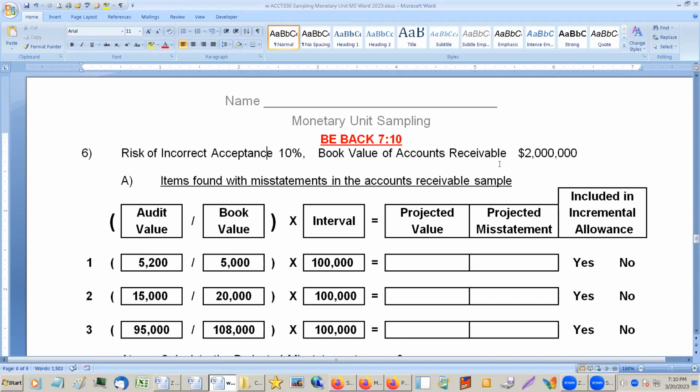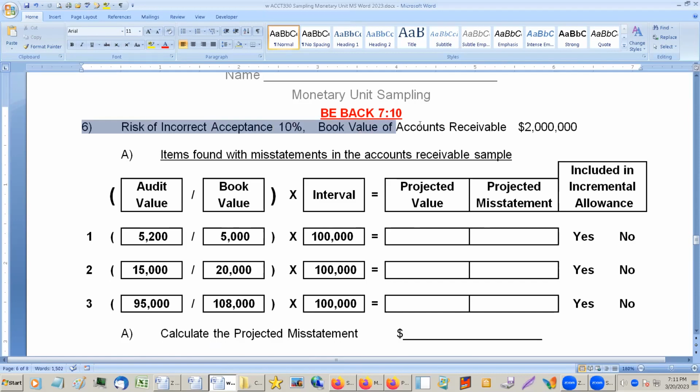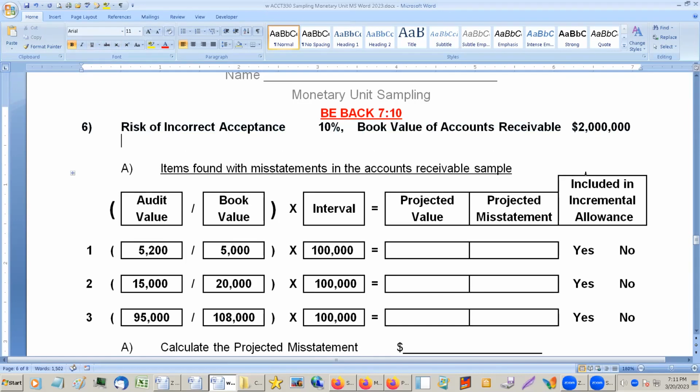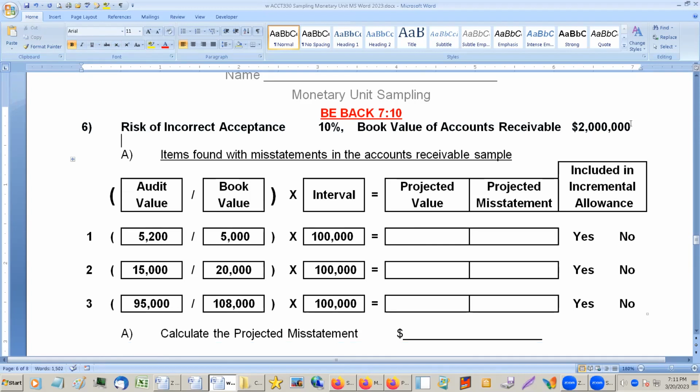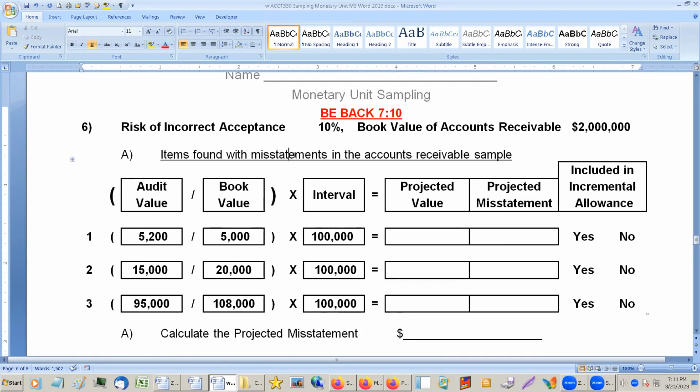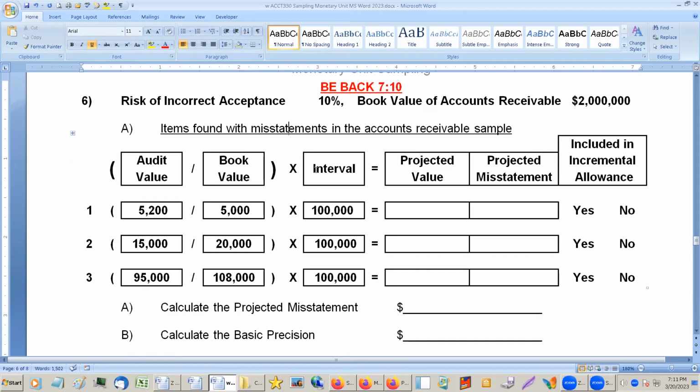All right. Okay, we'll go through number 6 and then we'll talk about some stuff later on here. Okay, so monetary unit sampling. All right, so here we have the interval.